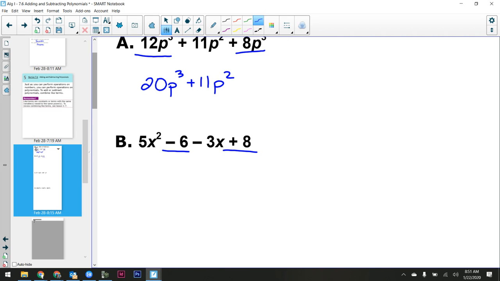Can anybody tell me when it's not possible to put something into standard form? Brooke? Very good, thank you. When you have more than one variable, when you have x's and y's or a's and b's, it's not really possible to put them into standard form. Some people say you should go in alphabetical order, then by power. I say don't worry about that. If I put more than one variable, don't worry about standard form. But if I put one variable, it must be in standard form. That means I have to start with the 5x squared. What should come next?